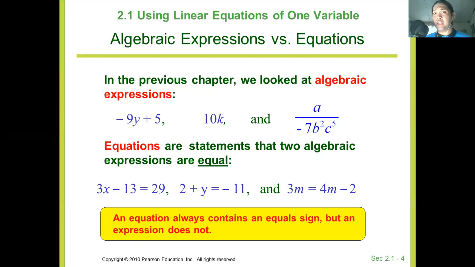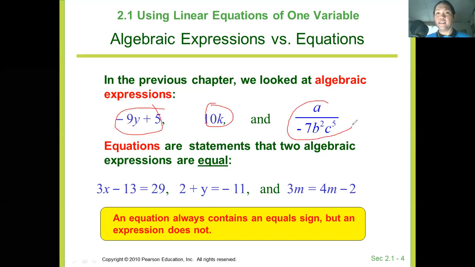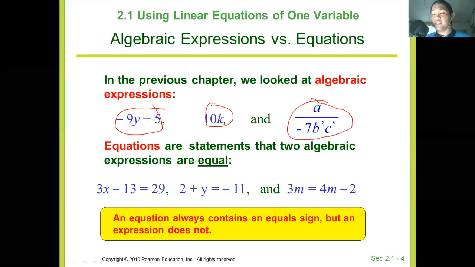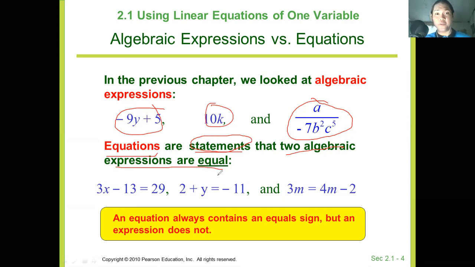In the previous chapter, we looked at algebraic expressions such as negative 9y plus 5, 10k, and a over negative 7b squared c to the power of 5. So these are algebraic expressions that we encountered before this topic. When we say equations, these are statements that two algebraic expressions are equal. So in short, the only difference is that in an equation there is an equal sign, and in an expression there is no equal sign.